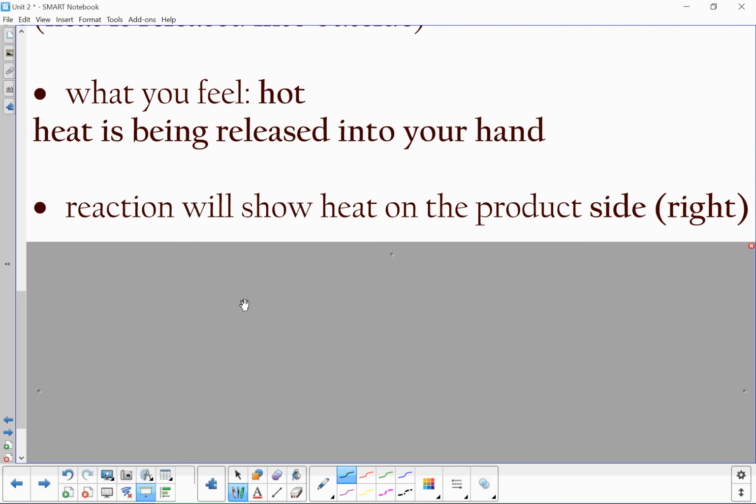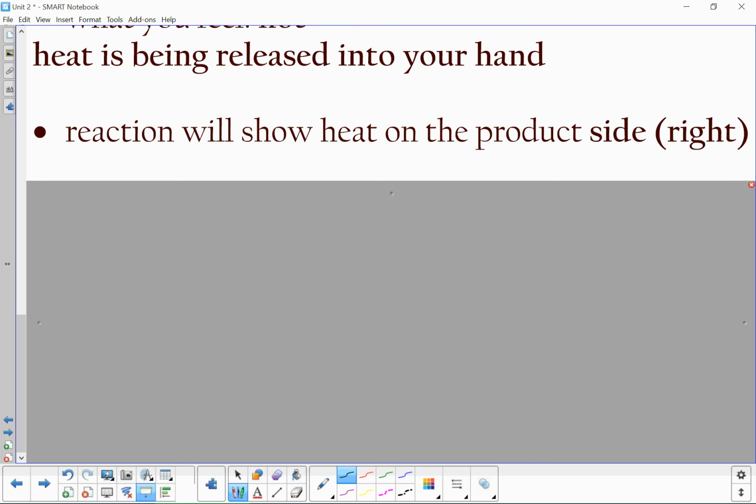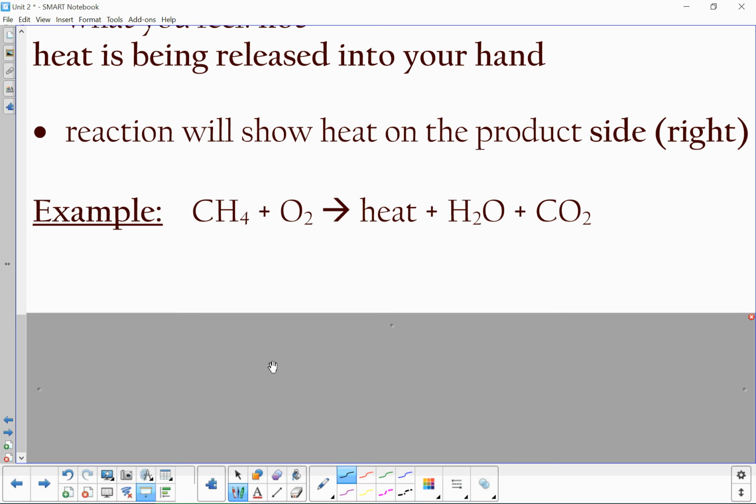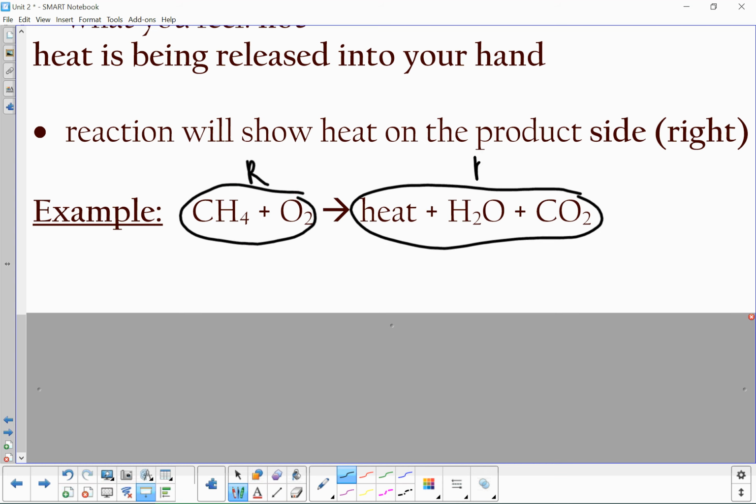The reaction when you write it out would show heat on the product side because it gets made, it is produced. And so what that would look like is this. CH4 plus O2 yields heat plus water plus carbon dioxide. So I've got my reactants here. I've got my products over here. And since I have circled heat with the products, that means that this reaction is exothermic and will produce heat.